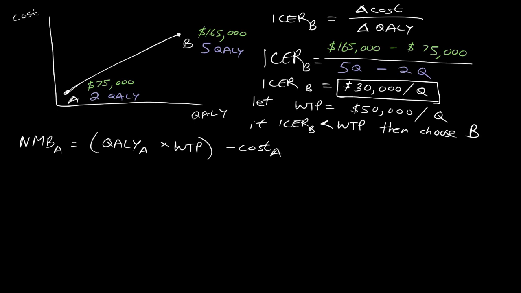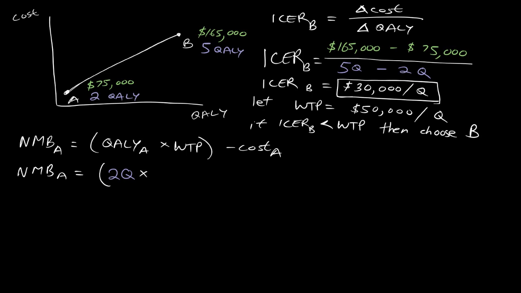Now, the other quantity you'll see in the triage examples is the net monetary benefit. Net monetary benefit is always equal to the quantity of quality adjusted life years times the willingness to pay, minus the cost. What the net monetary benefit does is use that willingness to pay to convert the cost and the quality of A into a single number. So what's the net monetary benefit of A? It's the effectiveness of A, 2 qualities, times the willingness to pay, and remember we let willingness to pay equal $50,000.